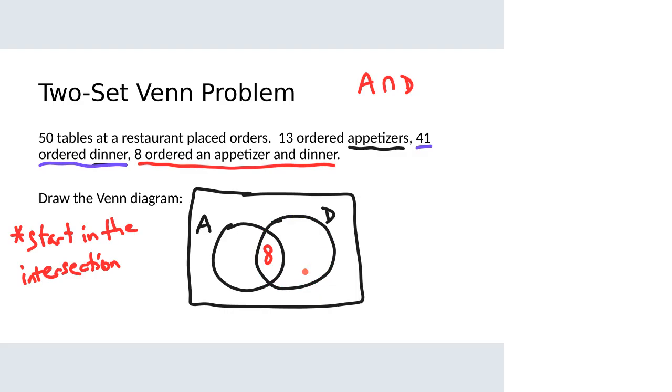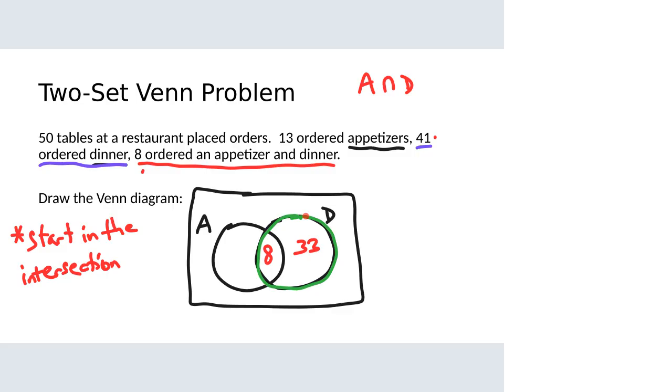So what I have to do is subtract. I already have 8 inside the D circle. So I'm not going to add 41. I'm going to do 41 minus 8, that's 33. Go over there in region 3. And now what I have is 8 ordered appetizer and dinner. Yep, that's what my diagram shows. 41 ordered dinner. So the dinner circle should have 41 in it, and sure enough, it does. The key is to start in the intersection.